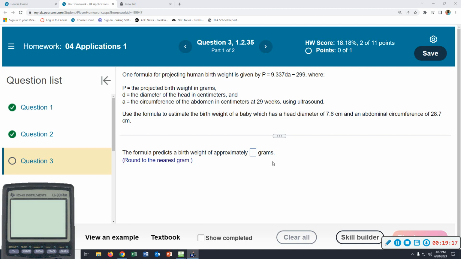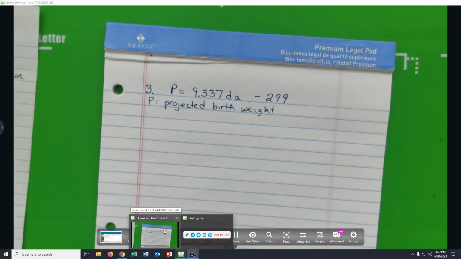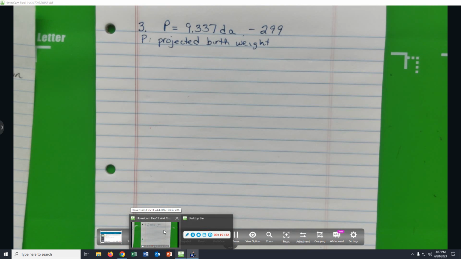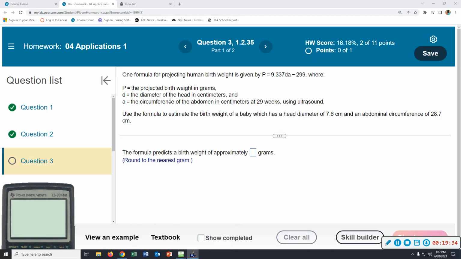Projected birth weight. In case you're wondering what I'm writing, I'm just writing down the problem at this point. D is the diameter of the head in centimeters. So I'll just say diameter.